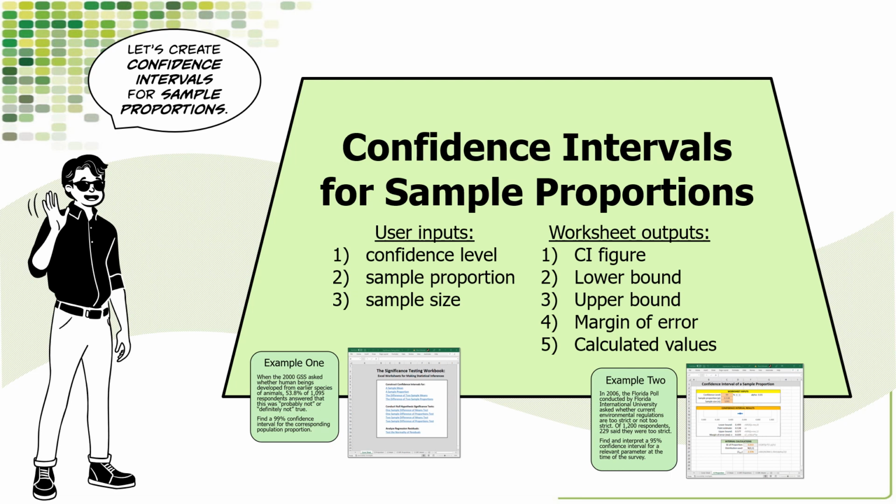To generate a confidence interval for a sample proportion, you input three values into the worksheet. Number 1, the confidence level. 2, the sample proportion. And 3, the sample size. These values should be given to you in the problem you're working on. After you enter this information, the workbook shows you the confidence interval on a graph, reports its lower and upper bounds, gives you the margin of error, and shows you how it calculated all of these values. To see how it's done, let's work through a couple of examples.